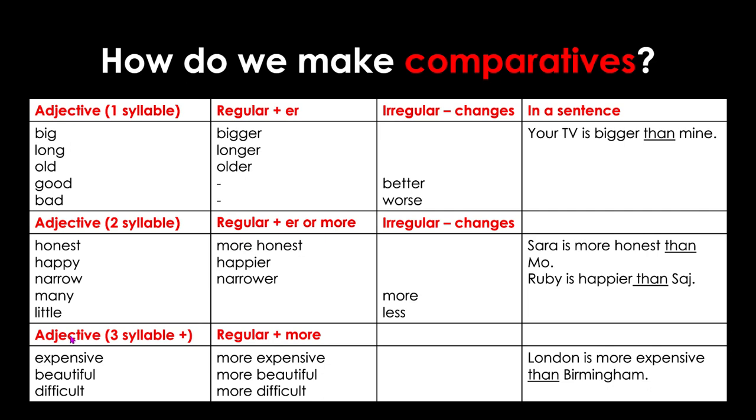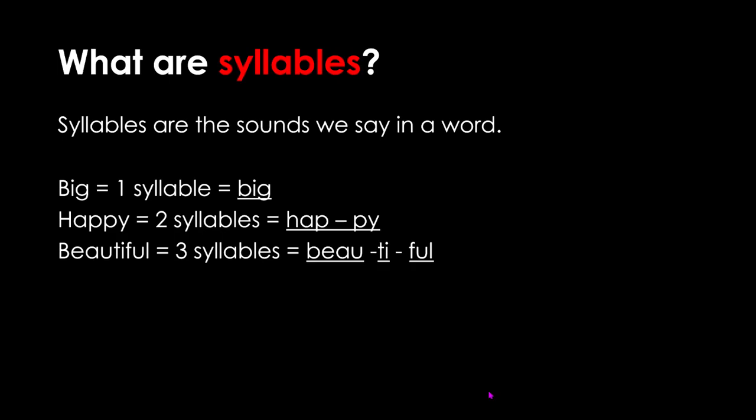Right, last one. If our adjectives have three syllables or more, like expensive or beautiful, then we always add more. So we say more expensive, more beautiful. London is more expensive than Birmingham. Okay, so those are the rules. So I recommend that you have a practice of those and write out some examples.